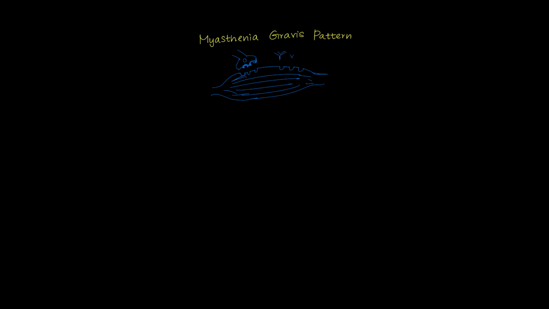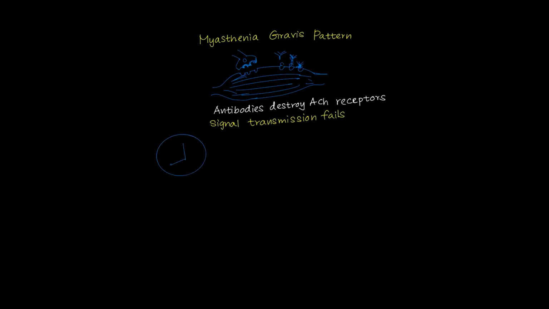Here is the mechanism. Antibodies destroy acetylcholine receptors at the neuromuscular junction, so each muscle contraction uses up signal transmission that cannot be replaced fast enough. Morning strength drops through the day as the patient uses muscles repeatedly. Rest lets the remaining receptors recover their function.